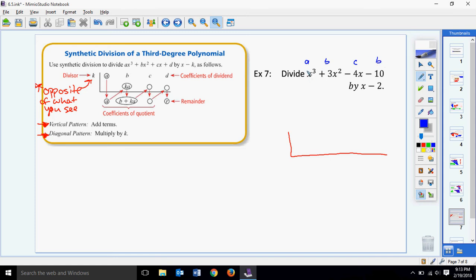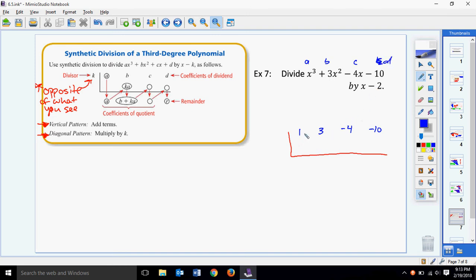What's the number in front of x here? It's imaginary. It's an imaginary 1. So we put a 1 up top of our box, leave some space down below. Next comes our b, so that's the coefficient in front of the x squared, so we put a 3. Next would be a negative 4 for our c, and a negative 10 for our d, and apparently I put b, it's supposed to be d.